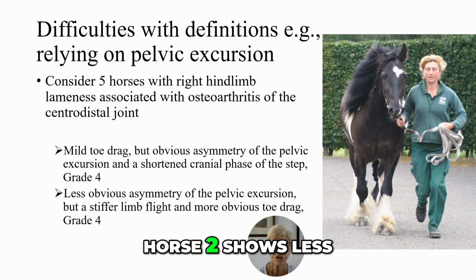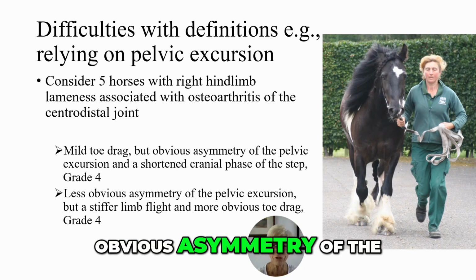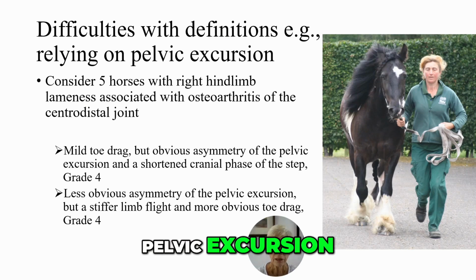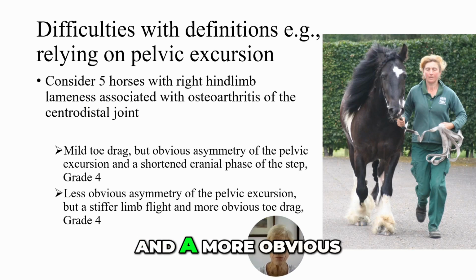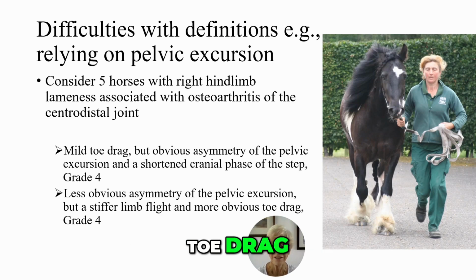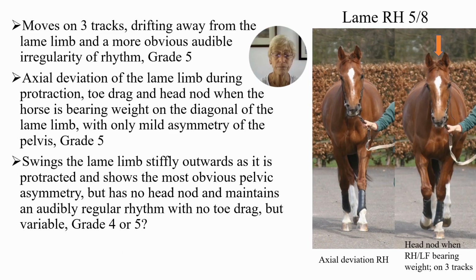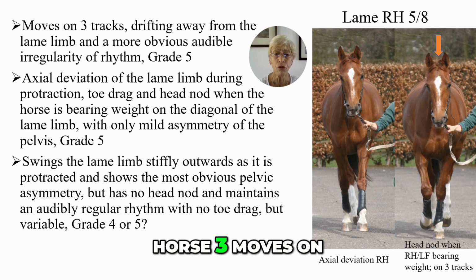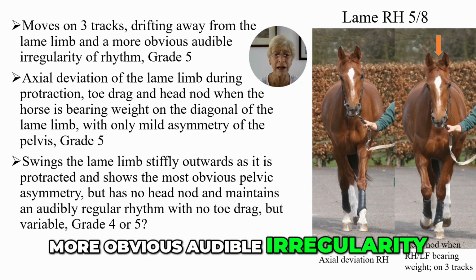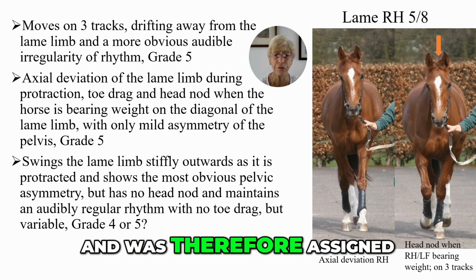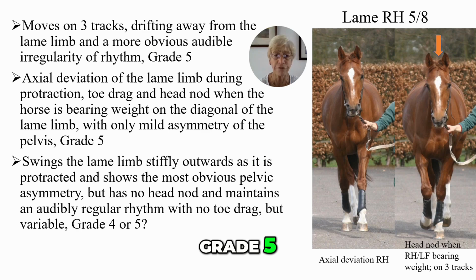Horse 2 shows less obvious asymmetry of the pelvic excursion, but a much stiffer limb flight and a more obvious toe drag, but is also moderate and therefore grade 4. Horse 3 moves on 3 tracks, drifting away from the lame right hind limb, and it has a more obvious audible irregularity of rhythm and was therefore assigned grade 5.